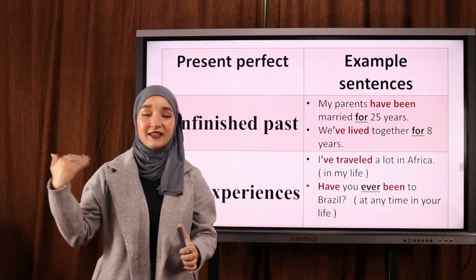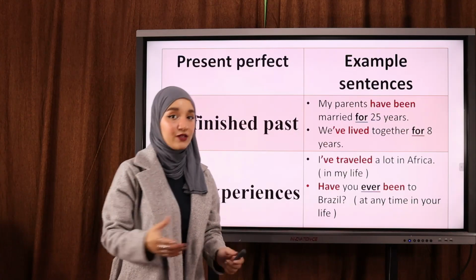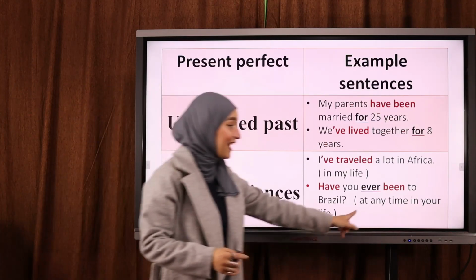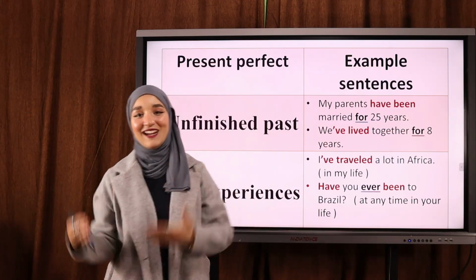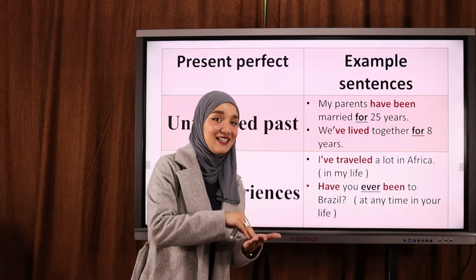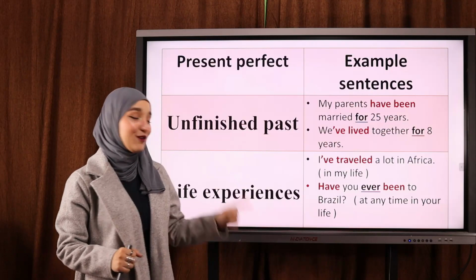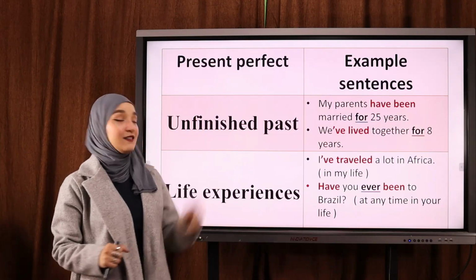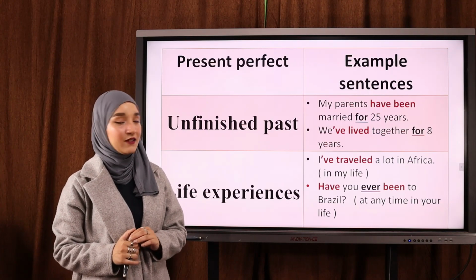في أي وقت مضى من حياتك. Have you ever been to Brazil? هل ذهبت إلى برازيل؟ So I'm saying here, at any time in your life, which means I don't know the timing. I don't know the specific time. أنا لا أعلم متى بالتحديد أنت ذهبت إلى برازيل. That's why I need to use the perfect tense. لهذا نستعمل زمن البرفكت. Okay, التام, الماضي التام أو الحاضر التام.